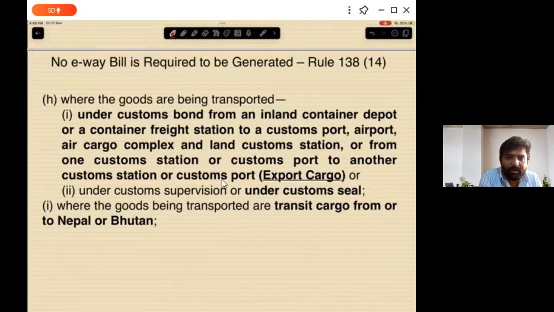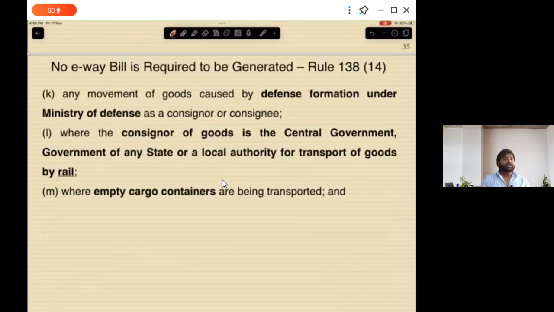If the goods are again going from one port to another port, from one customs station to another customs station, or if the goods are going as transit cargo to Nepal or Bhutan. So if we are a transshipment port and we are transshipping these imported goods from one place to another place, and the goods are going to Nepal and Bhutan, again, no e-way bill is required. Defense formation, any goods required for defense doesn't require e-way bill. E-way bill is not required when the goods are going by railway and the goods are of government. If the government is the consignor and sending goods through railway, there is no requirement of e-way bill.